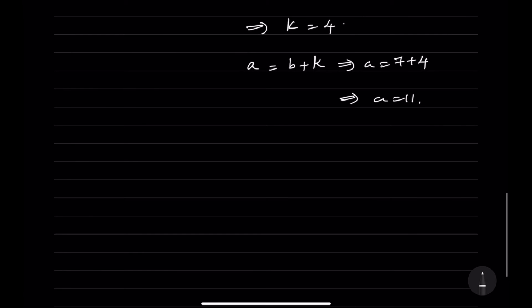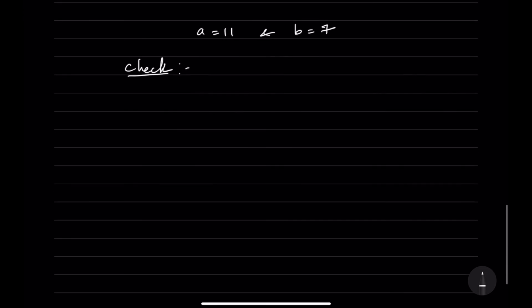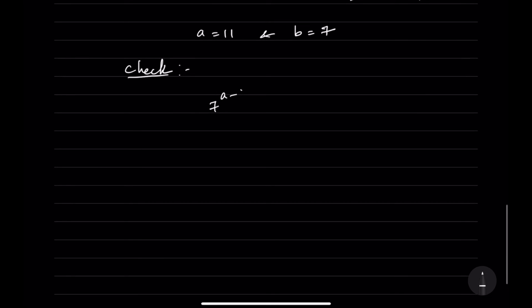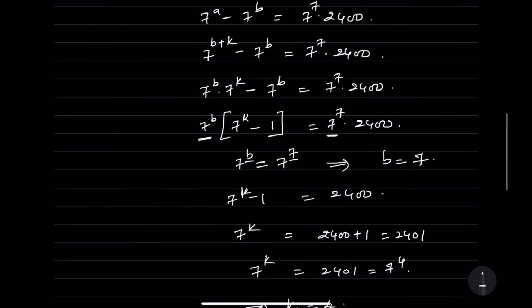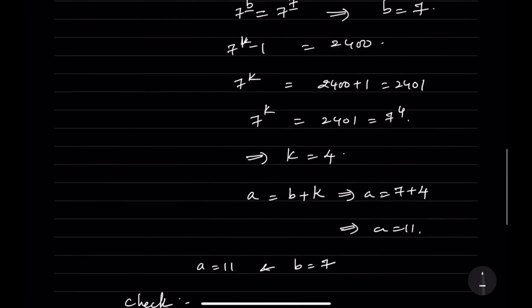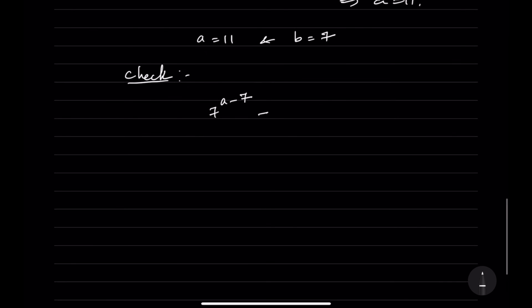So now we have to check. We got a is equal to 11 and b is equal to 7. So for checking, how do we check? We have the given problem as 7 to the power of a minus 7 minus, it is minus, 7 to the power of b minus 7 is equal to 2400. Now substituting 11 in the place of a, we have 7 to the power of 11 minus 7 minus 7 to the power of 7 minus 7 is equal to 2400.